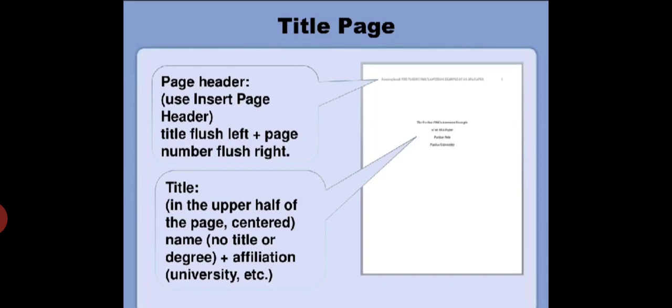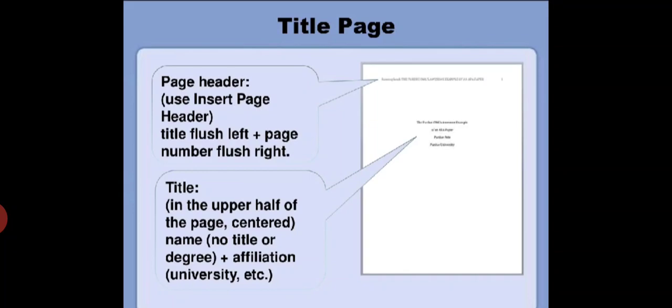Title page, page header would be given. Use insert page header, title flush left and page number flush right. So the title should be on the left side and the page number should be visible on the right side in the header of the page.